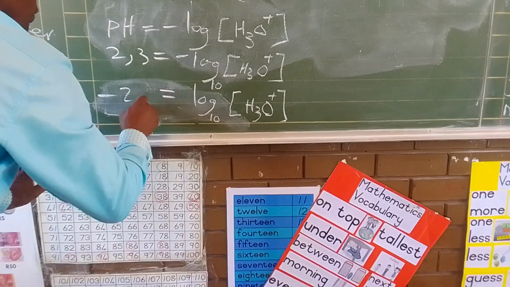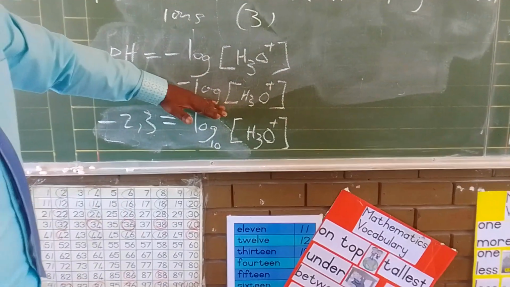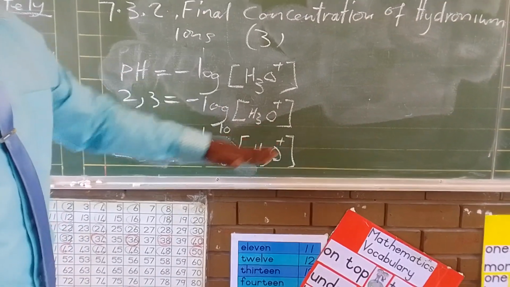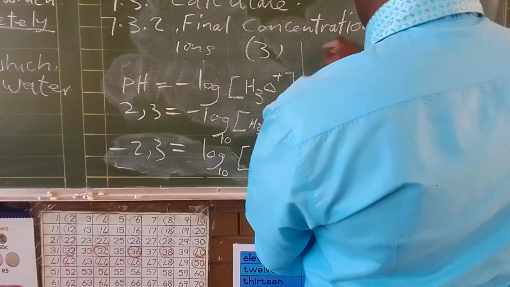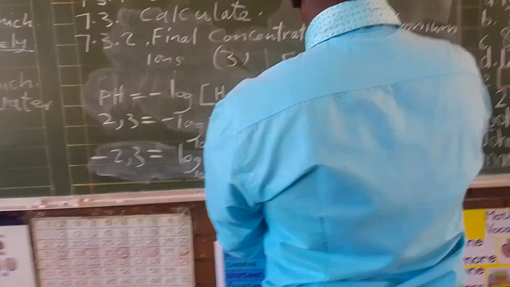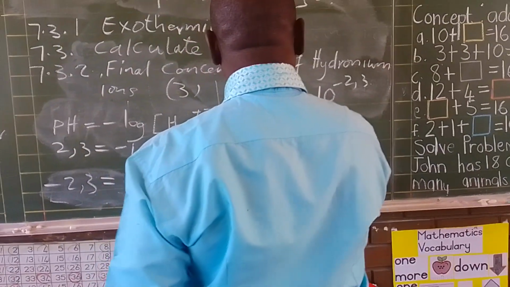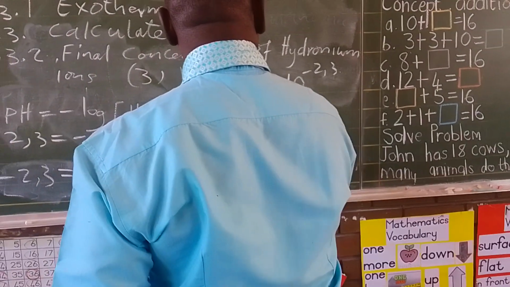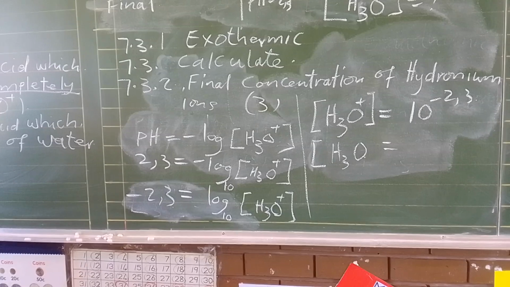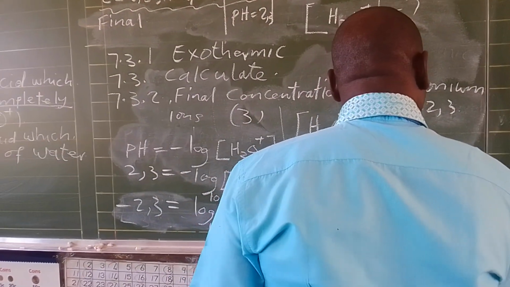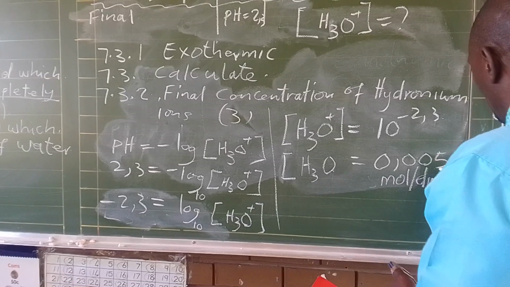Now that negative comes here, 2.3. You multiply everything by a negative. You multiply 2.3 by a negative, you get a negative 2.3. You multiply a negative log of the concentration of the hydronium ion by a negative, you get a positive. This is the step I wanted you to see. Now from here, we come to find that the concentration of hydronium ion is equal to 10 to the power minus 2.3. When I punch my calculator, I find that the concentration is 0.005. Remember, this is in mole per dm cube.